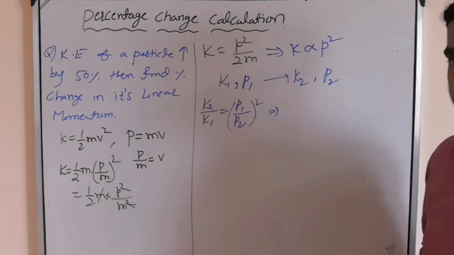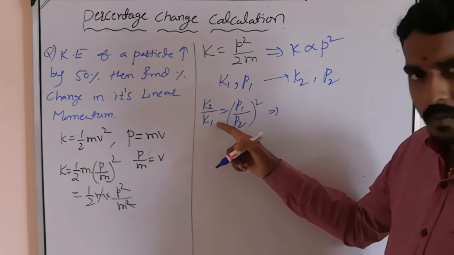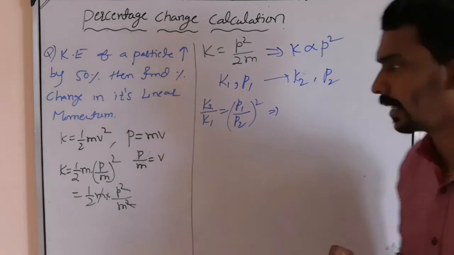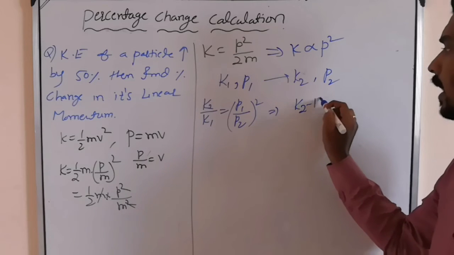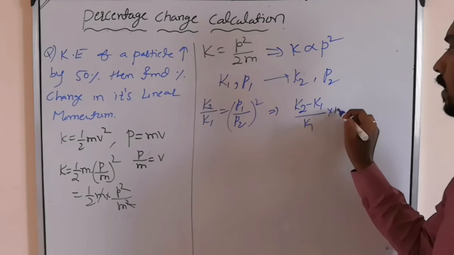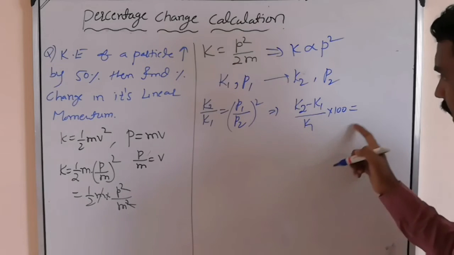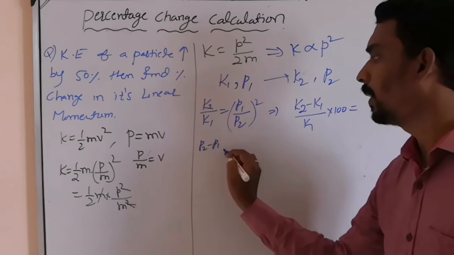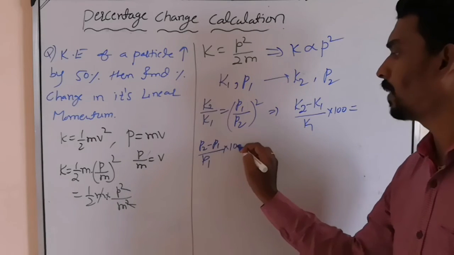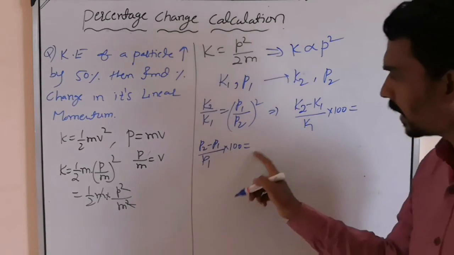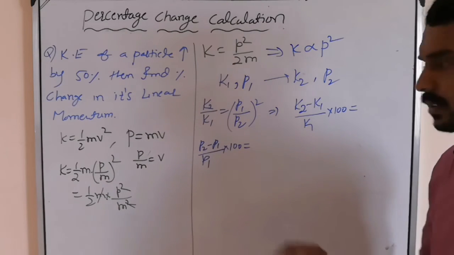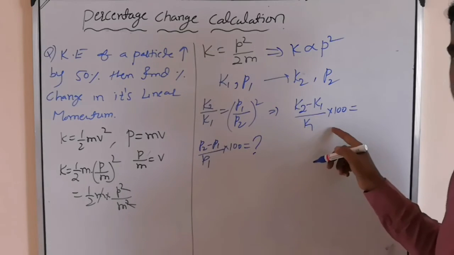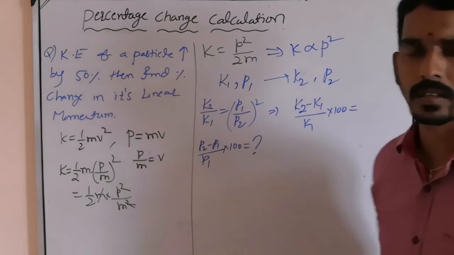Now, here there are 4 quantities and they have given the percentage change for kinetic energy. Then what we will do? (K2 minus K1) by K1 into 100 is the percentage change in kinetic energy. (P2 minus P1) by P1 into 100 is the percentage change in linear momentum. This we need to find. This they have given, so 50%.